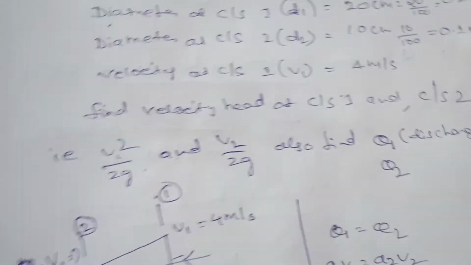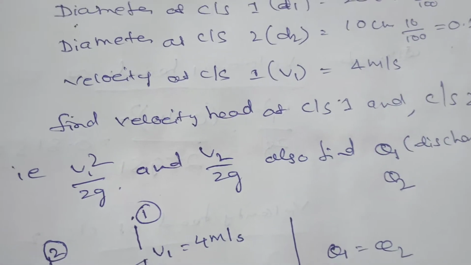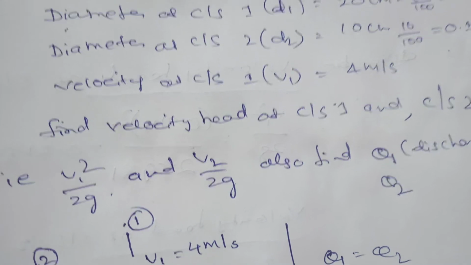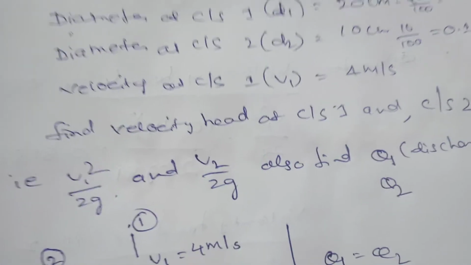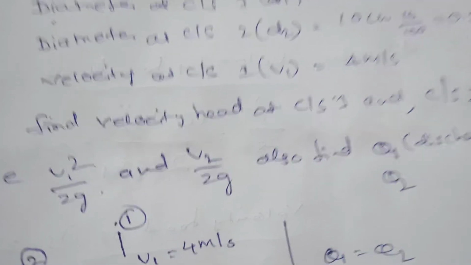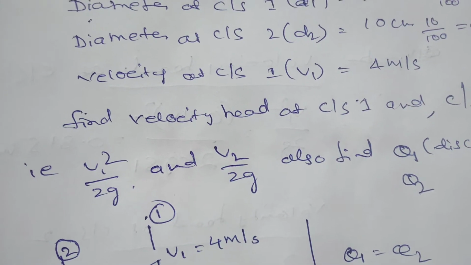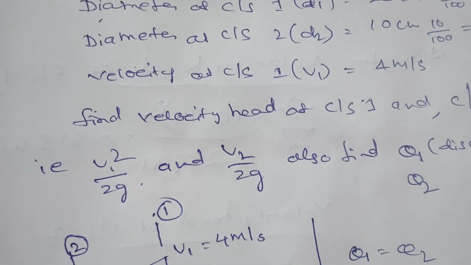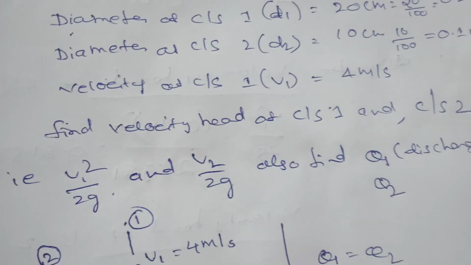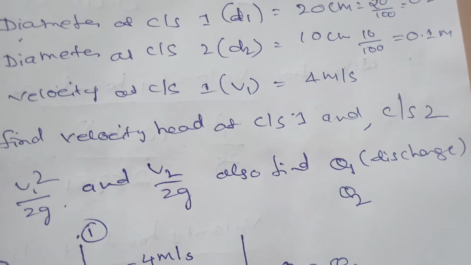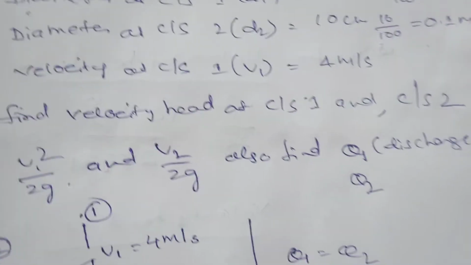He is asking us to calculate velocity head, that is v square by 2g, at 1 and 2. Velocity head at 1 is v1 square by 2g, velocity head at 2 is v2 square by 2g. Also find discharge at 1 and 2, that is q1 and q2 we have to find.